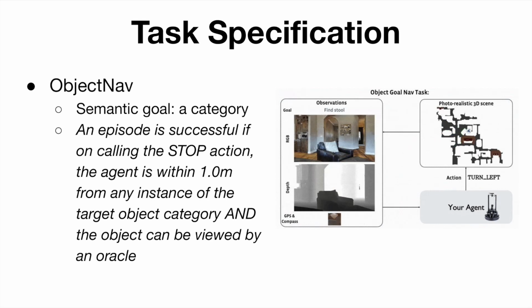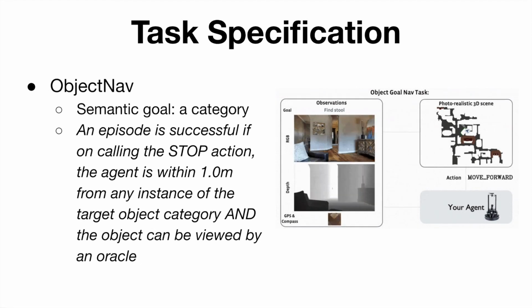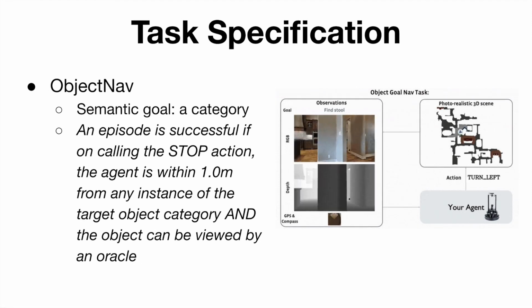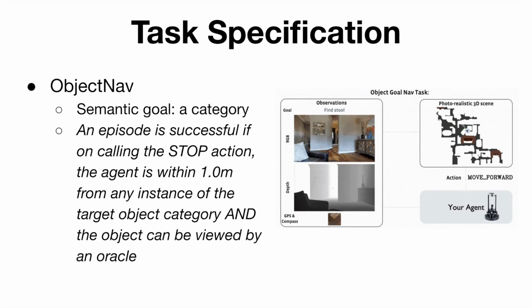For object goal navigation, the goal is specified as an object category, for example, finding any stone. An episode is successful if on calling the stop action, the agent is within 1 meter from any instance of the target object category, and the object can be viewed from an oracle.